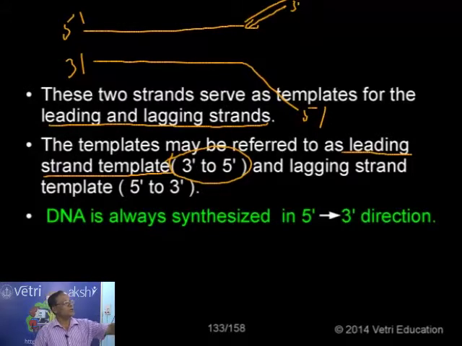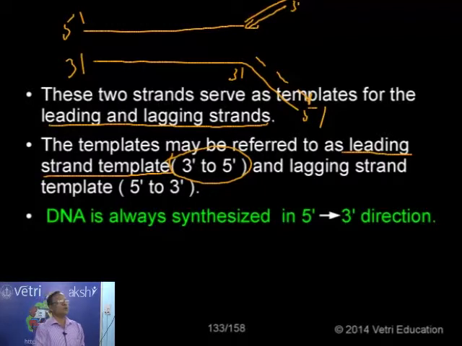And the other one here, the DNA is being synthesized discontinuously. In this case, the template for this one is 5' to 3'. This is the template. The lagging strand template is 5' to 3'. This is the template for the synthesis of the strand which is being synthesized discontinuously. So the template for the lagging strand is called the 5' to 3' strand, and the template for the leading strand is called the 3' to 5' template strand.